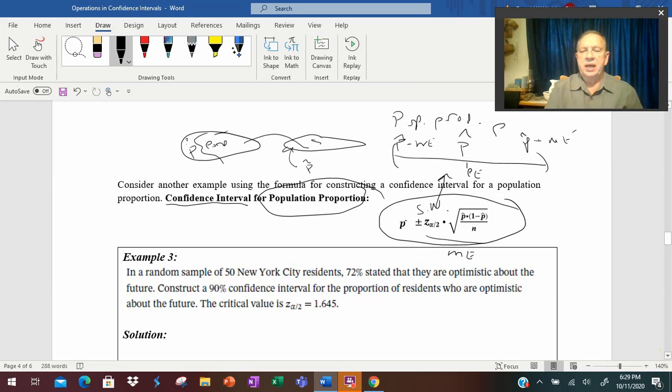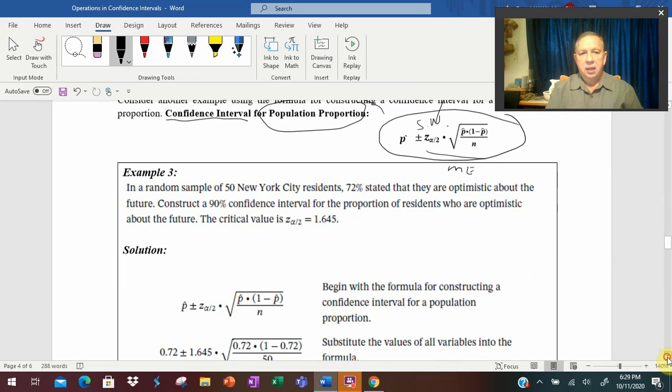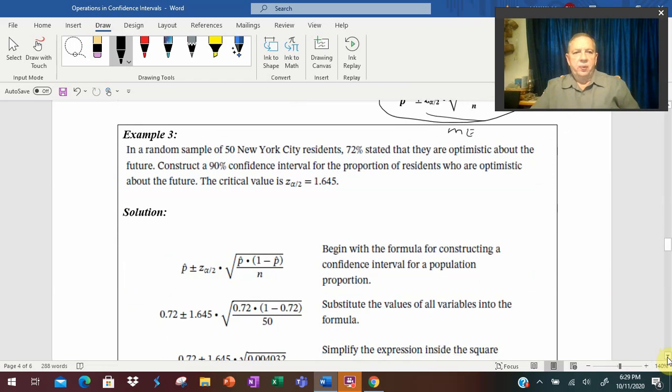Okay, so let's look at one and do a calculation based on a population proportion confidence interval. So in a random sample of 50 New York City residents, 72% stated they are optimistic about the future. Random sample. That sounds like N is equal to 50. This sounds like 72%. That sounds like the P hat because that is just of that sample. Construct a 90% confidence interval for the proportion of residents who are optimistic about the future.